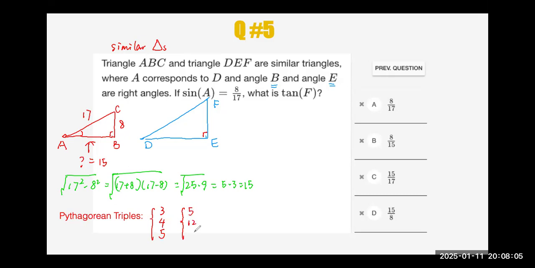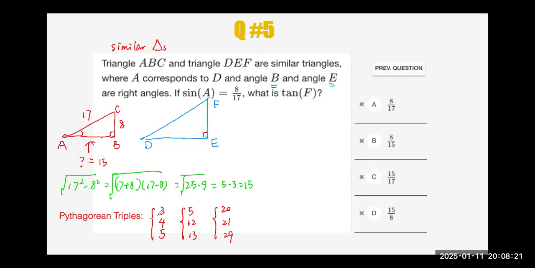Great job, Kian. Anything else? We have one here on this. I have one. Okay, Bart, go ahead. 20, 21, 29. Wow, that's very cool. Very good job. 15, 20, 25.